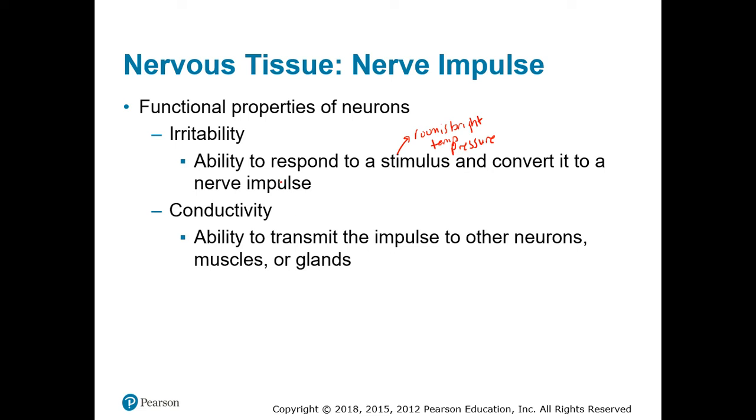Conductivity is once you have this nerve impulse, the ability to transmit that impulse to other neurons, to muscles, or even to glands to be able to do the action that you want to do.